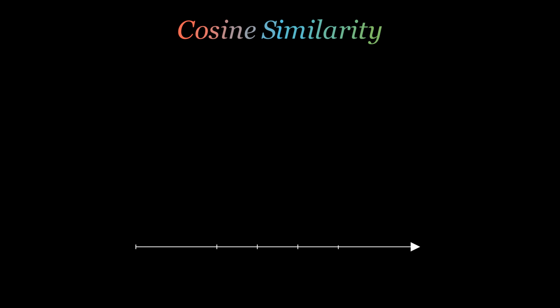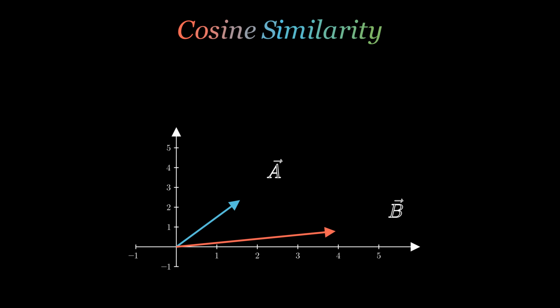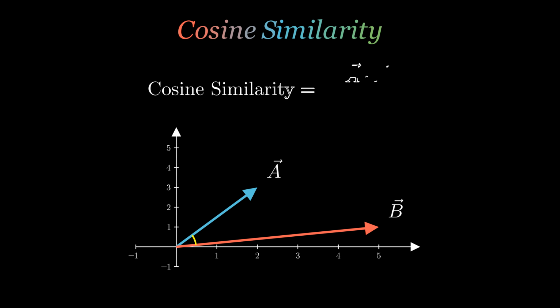Let us visualize two vectors in a 2D space to understand how cosine similarity works. Here are two vectors, labeled as vector A and vector B. The angle between these two vectors determines their cosine similarity. A smaller angle indicates higher similarity, while a larger angle indicates lower similarity. Cosine similarity is calculated using the dot product of the vectors divided by the product of their magnitudes. The formula is: cosine similarity equals the dot product of A and B divided by the product of the magnitudes of A and B.